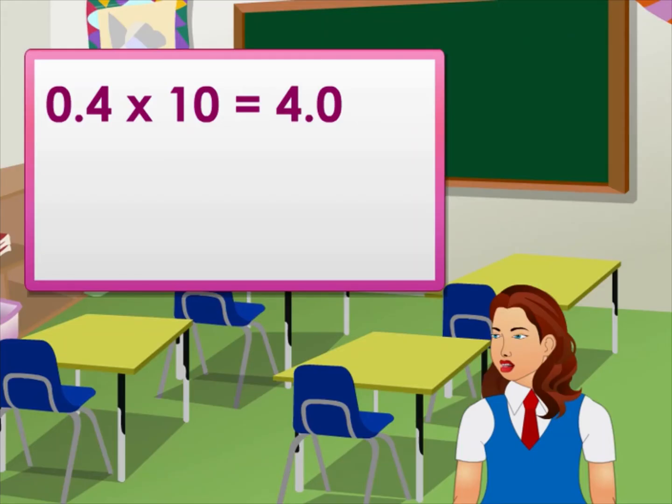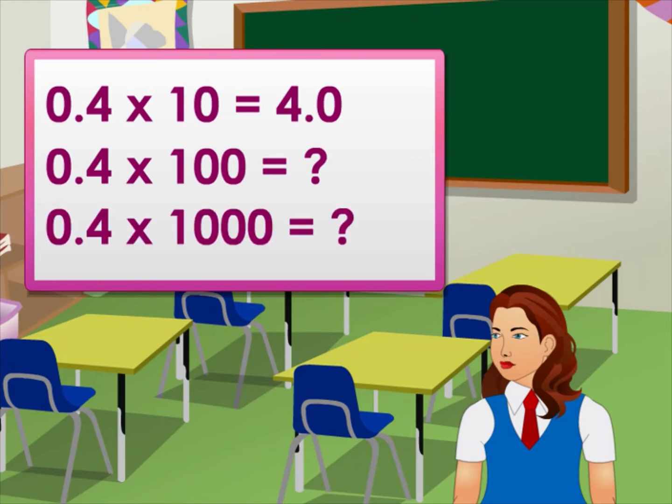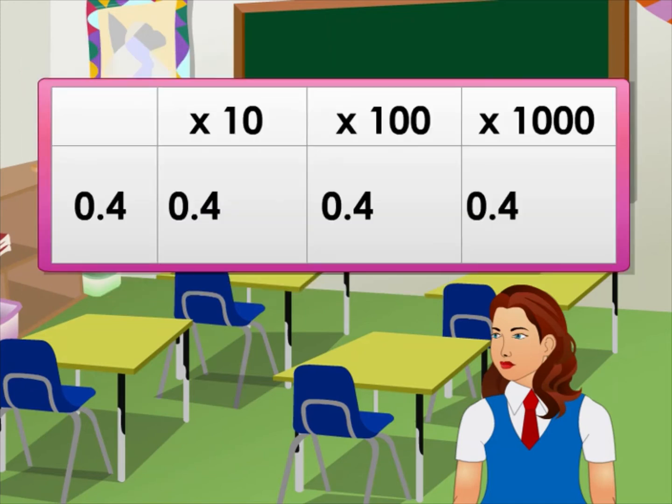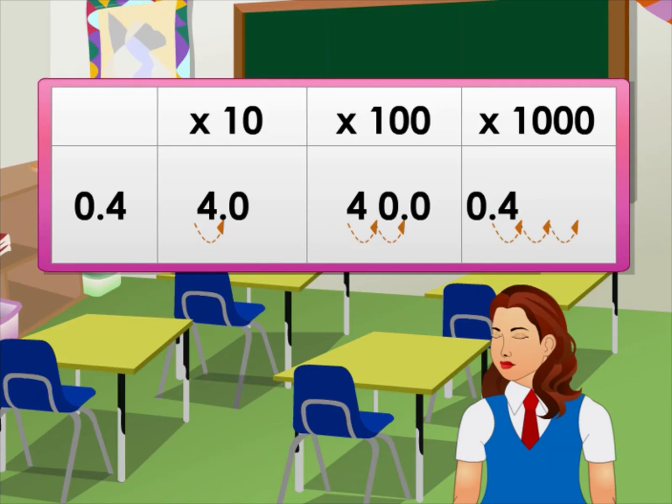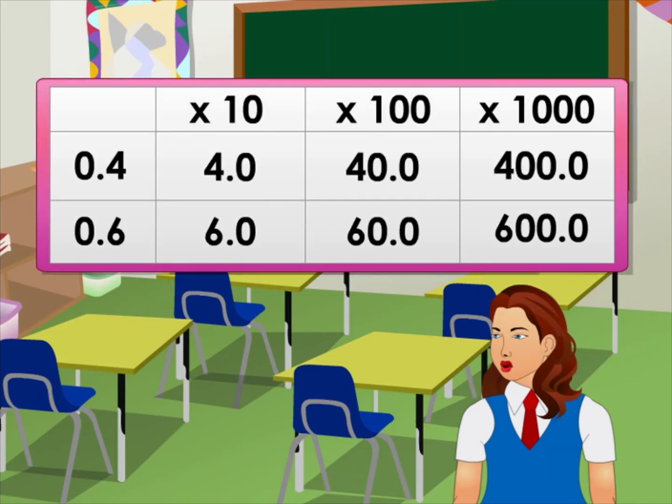Now how do we multiply any decimal number with 100 or even with 1000? Yes, for a quick answer and easy to remember, do look at the number pattern shown. Do you realize the number pattern?